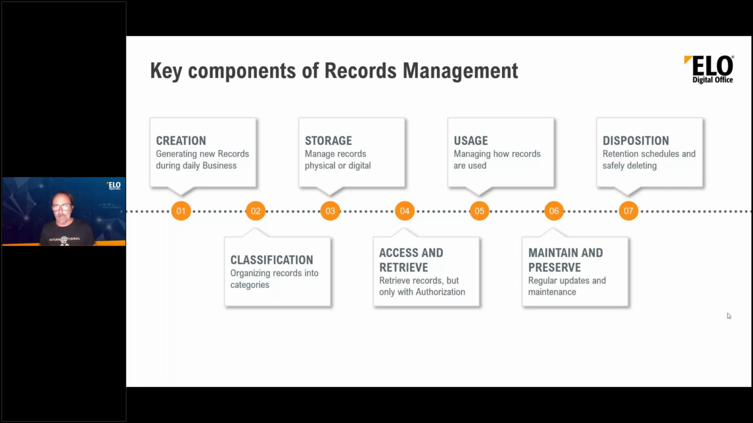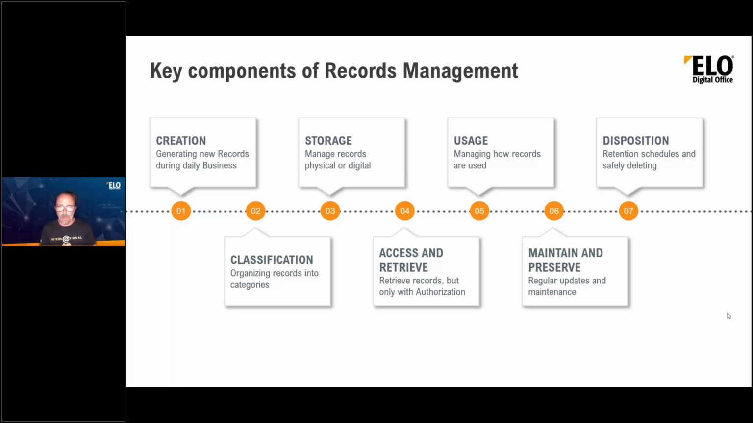Then the second thing is the classification. Which type of record are we talking about? Is it a personal file? Is it a purchasing record? Is it a project record? Is it a record for an invoice or something else? So the classification is a key component of records management as well. Then we have to think of the storage. Do we manage the records physically, or do we manage the records in a digital way? So storage, a key component of records management as well.